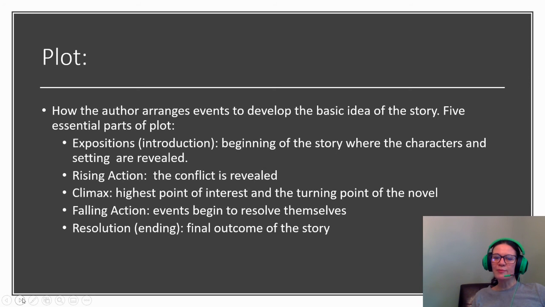And then that peaks up to your climax, the highest point of interest and turning point of the story. This is where we find out exactly what's going to happen. And everybody's reading, like, what's it going to be? Is the hero going to make it to save the day? Or is the damsel in distress going to suffer? I don't know. You get to decide that as a writer. Your falling action, events begin to resolve themselves. Okay, this is what's happening. This is how it's going to end. And then the resolution is the ending. And that's your final outcome of the story.